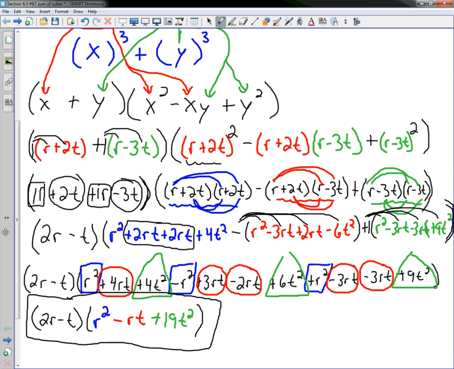Be careful with your signs. Take the time to break it apart, FOIL it out. Remember your negative signs to distribute in. The plus isn't going to make a difference with the parentheses, but that negative sure does. And then combine all your like terms. Alright, I hope that was helpful for you.